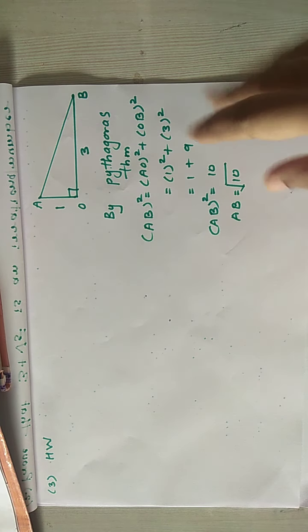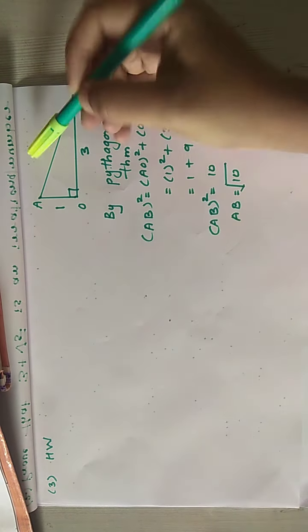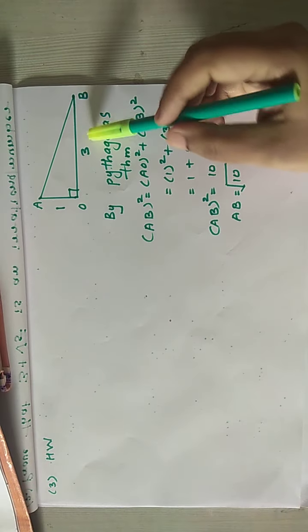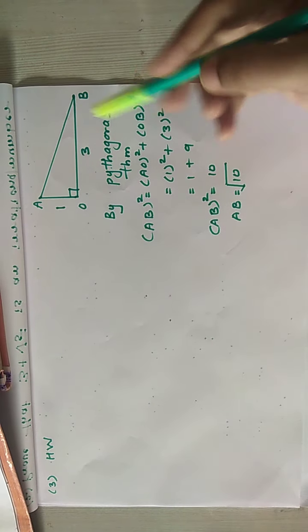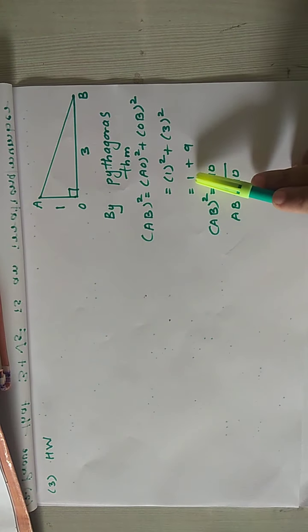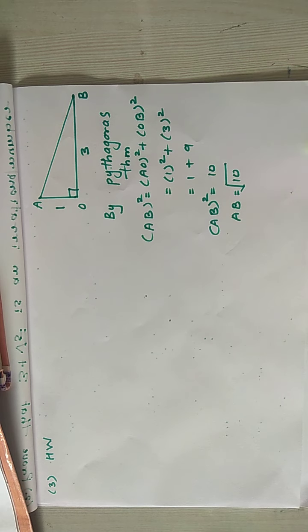Okay, so let's start with root 10. Now since you need root 10 on the hypotenuse, you need to take one side as 3 and one side as 1, because 3 square will be 9, 1 square will be 1, and 9 plus 1 total will give you 10. The same working you have to do for root 5, and for root 3 and root 2 also.